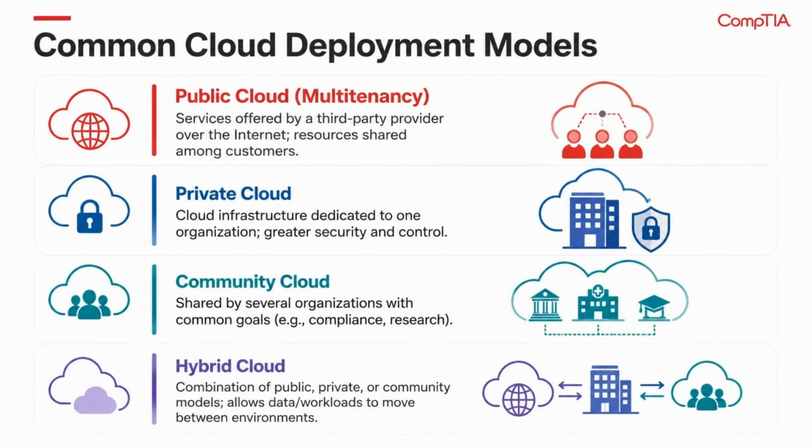There are 4 common cloud deployment models. Public cloud, or multi-tenancy, is offered by a third-party provider over the internet, with resources shared among customers. Private cloud is dedicated to one organization, offering greater security and control. Community cloud is shared by several organizations with common goals, like compliance or research. And hybrid cloud combines public, private, or community models, letting data and workloads move between environments.